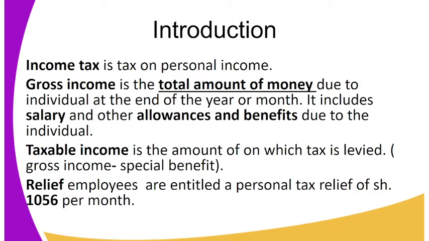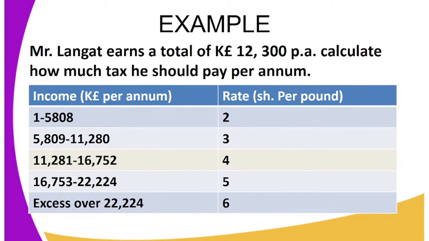If you want to get the gross income before the tax, it is equal to what? Salary plus allowances. Good. So taxable income is gross income minus special benefit. So employees usually get reliefs. In Kenya we get a personal tax relief of 1,056 per month.